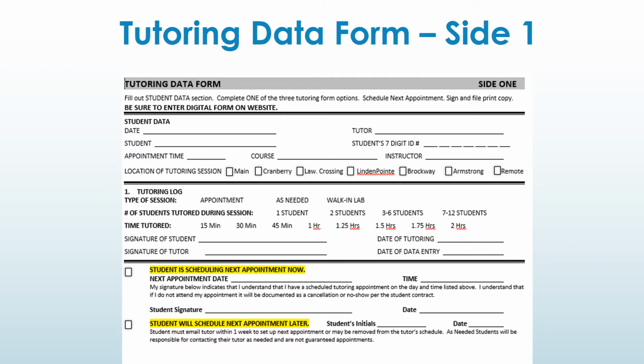We do understand, though, that there are instances when a student may not be able to commit to the next week's appointment for whatever reason. We understand that, that's fine as well, but we do need to make sure they understand they have a responsibility to reach back to their tutor as soon as possible, which would be within a week, to set up the next appointment day. Or if that doesn't occur and you do not hear from the student, we may at some point have to have a conversation about removing them from your schedule so that we can give that spot to somebody else.